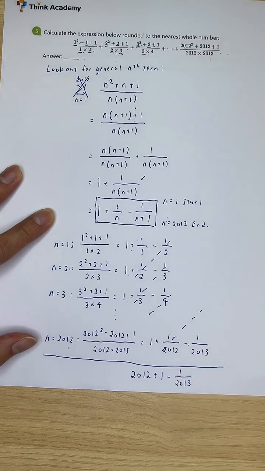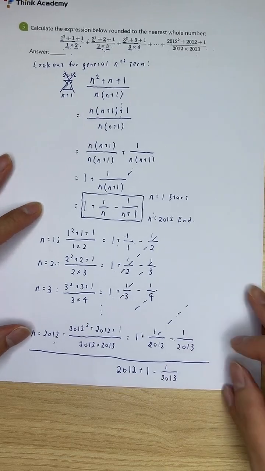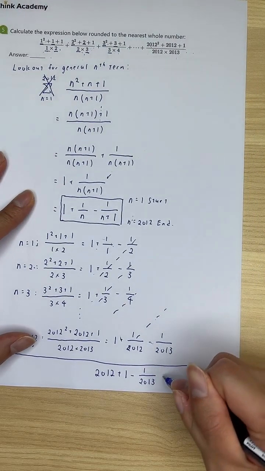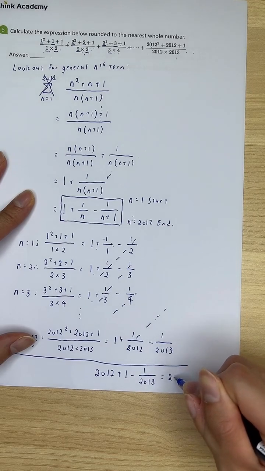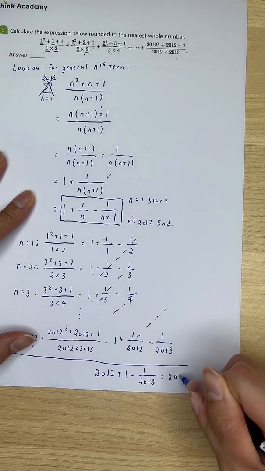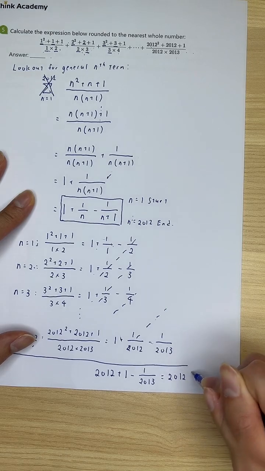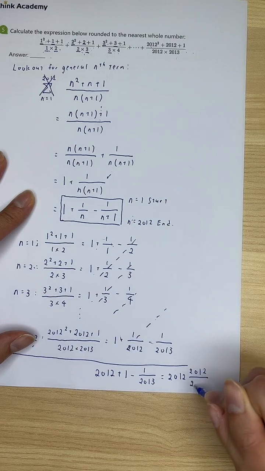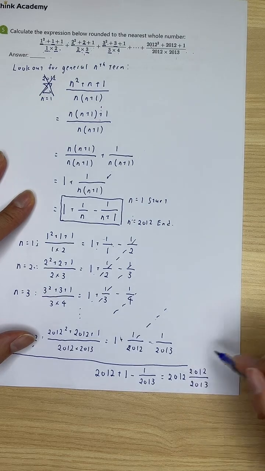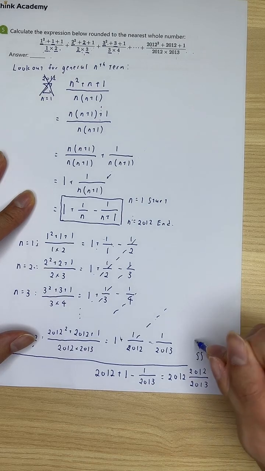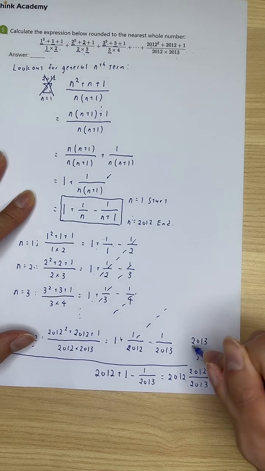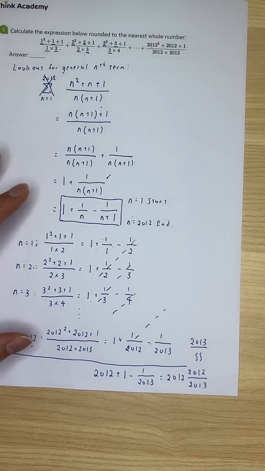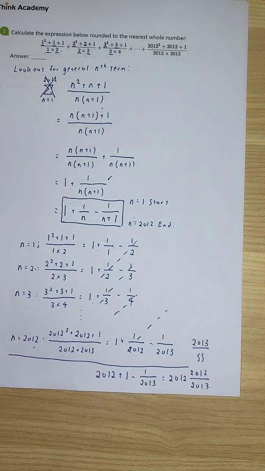Right, so after simplifying, we are going to obtain 2012 over 2013. And we are going to round this off to the nearest whole number. We are going to get 2013 as our final answer. Right, that is the whole idea.